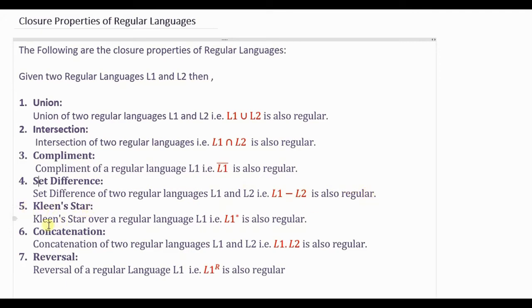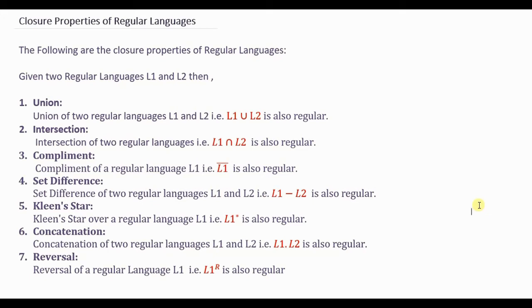Kleene star. Kleene star over a regular language L1, which is written as L1 raised to star, is also regular. Concatenation. Concatenation of two regular languages L1 and L2, which is written as L1 dot L2, is also regular. And the last property is the reversal property, which says reversal of a regular language L1, which is written as L1 raised to R, is also regular. So these are the closure properties of regular languages.